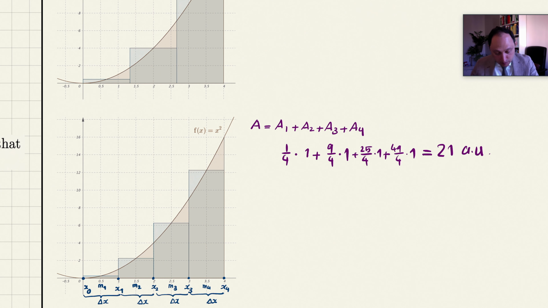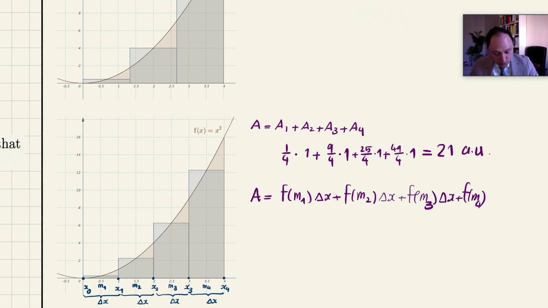Now, but let me do it once more. I want to write it as a Riemann sum. Okay, what should I write? This is clear and it is very straightforward. What I need to do, instead of writing 1 over 4 in general, I should write f of m1 delta x plus f of m2 delta x plus f of m3 delta x and finally plus f of m4 delta x. You see that all of these terms have the same structure, so I can write it again as a sigma.